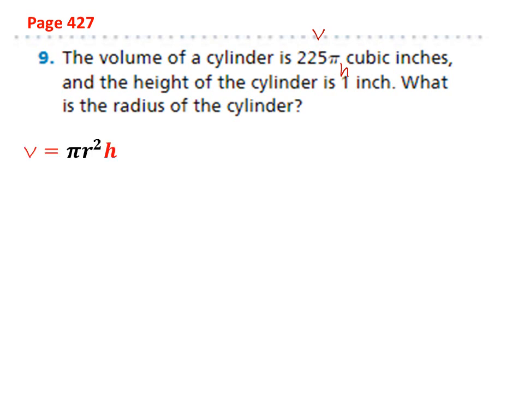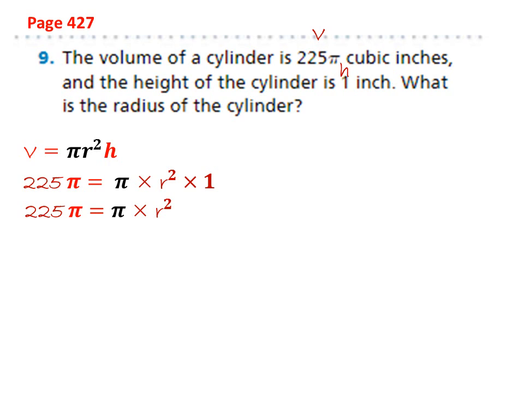Of course, V equals pi r squared h, and instead of V, write 225 pi equals pi r squared. We don't know what the value of r is. This is the required. Times h. H is 1. So times 1. The first step, simplify this equation. Multiply pi r squared times 1. It will be pi r squared. So 225 pi equals pi r squared.